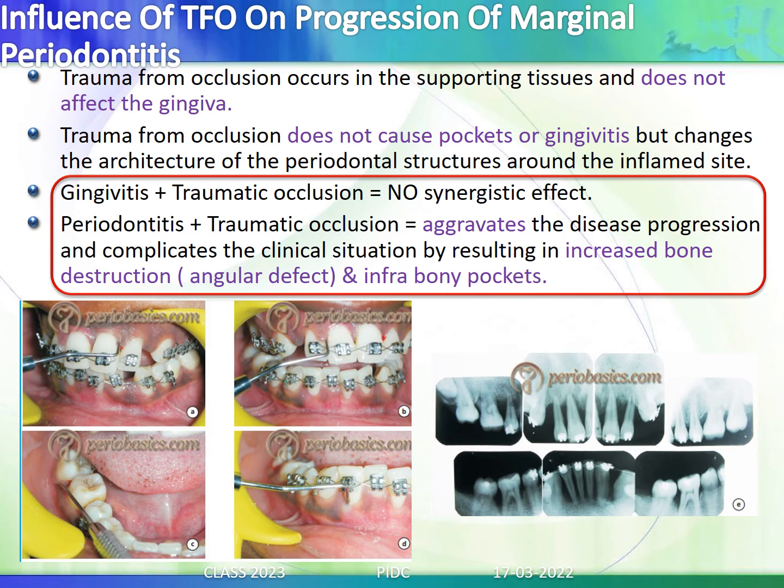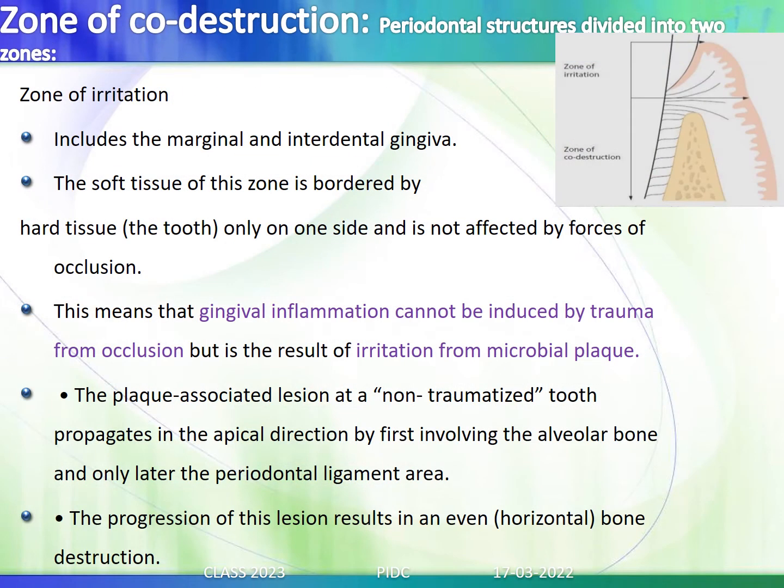But if the patient does not maintain oral hygiene properly, resulting in gingivitis followed by periodontitis, then if you give occlusal or traumatic forces, it might result in more bone loss. Only if there is some amount of plaque, there is going to be an irritation to this area, resulting in marginal gingivitis.